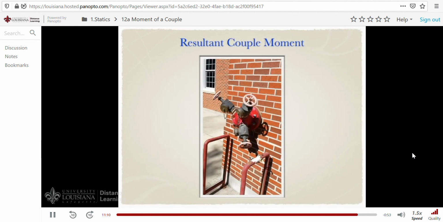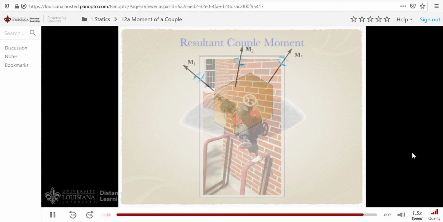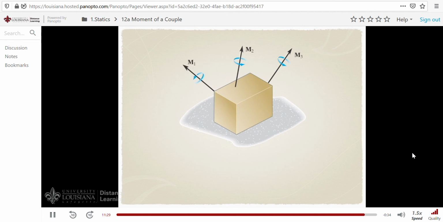All right, finally, let me discuss resultant couple moments. If all 3 of these valves were tightened at the same time, then there'd be 3 couple moments applied to this housing. But how would you find the resultant couple moment? Well, it's rather straightforward. On this block, for example, all you'd really need to do is to add the couple moments together, and you get the result.